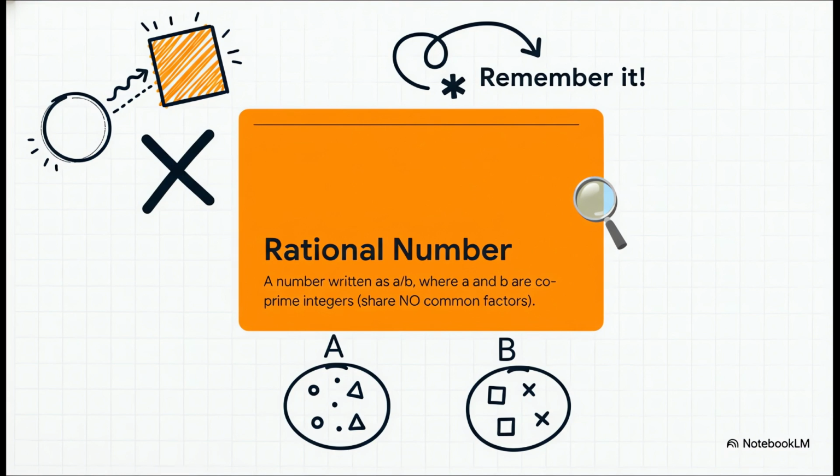Now, what's really interesting here is the fine print. For a number to be rational, sure, it has to be a fraction, a over b. But here's the absolute key. a and b have to be simplified as much as possible. They can't share any common factors. They are co-prime. This little detail, it's the key to our entire investigation. You got to remember that.